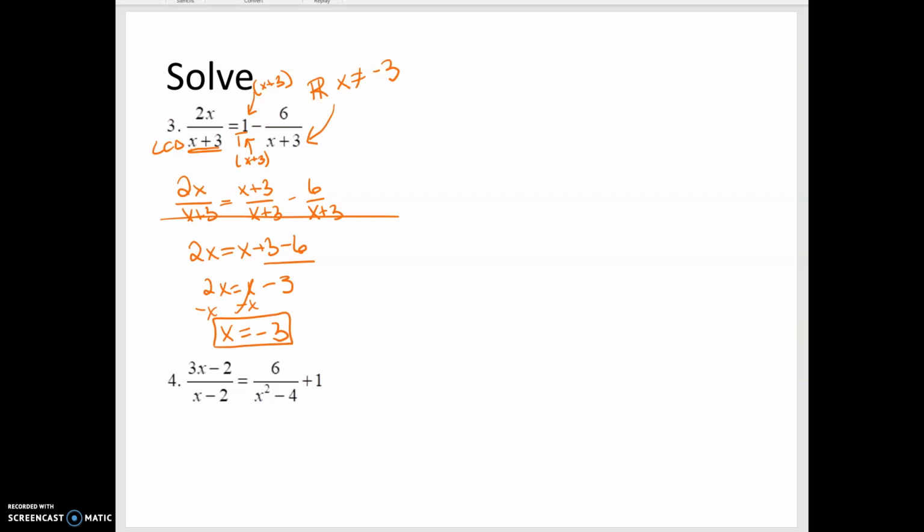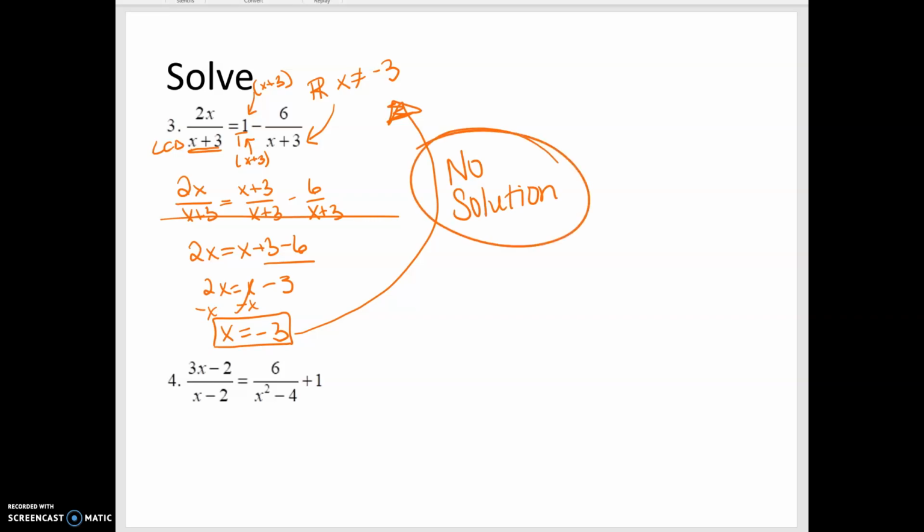Okay, this one looks like it only has one solution as an answer, but remember, x, we said, could not equal negative 3, so this is actually no solution for this problem. Okay, so if you get one answer and it says that's not part of your domain, make sure you know that's only one solution, and that means no solution is actually existing there. It can't be negative 3.